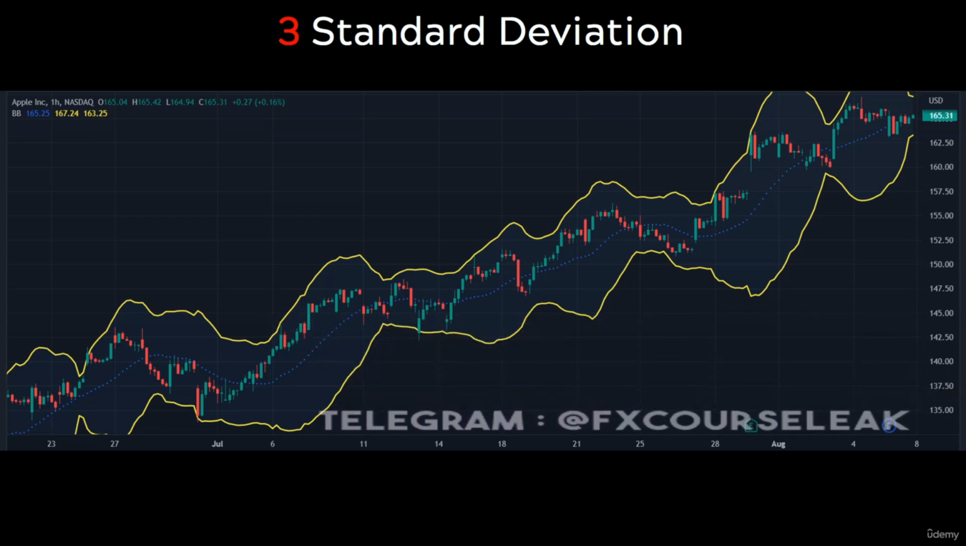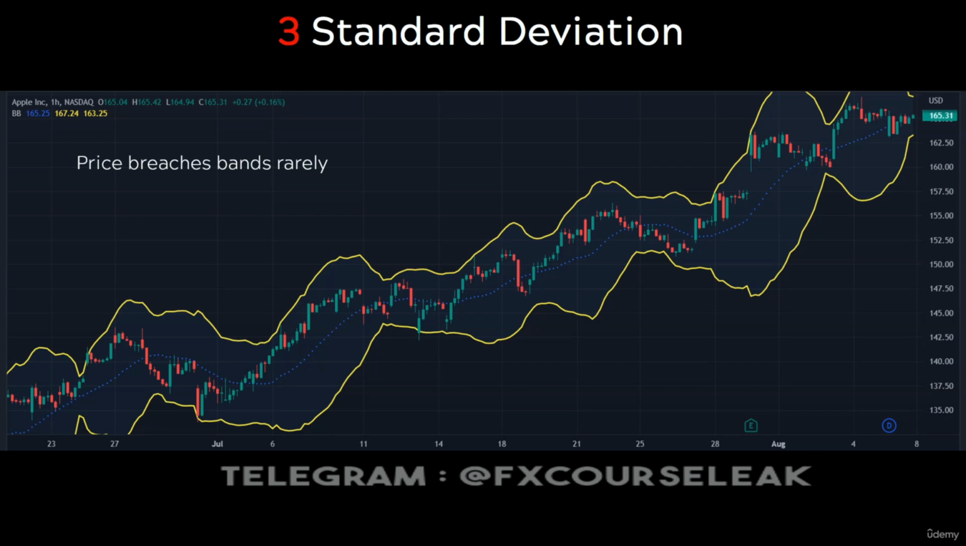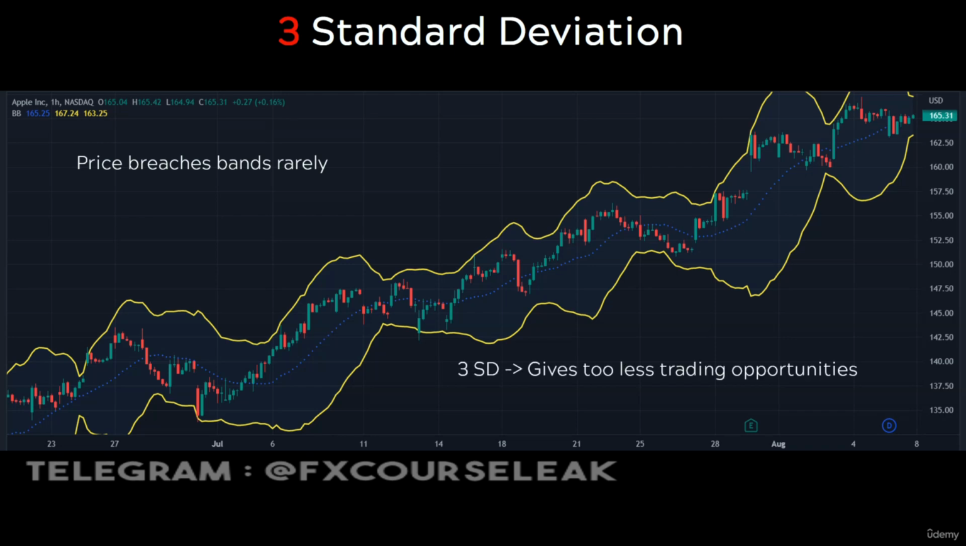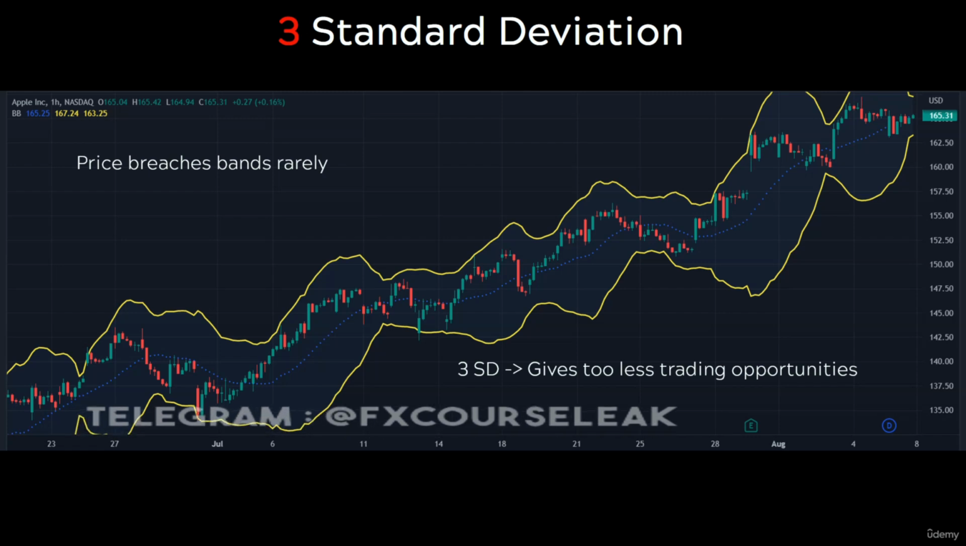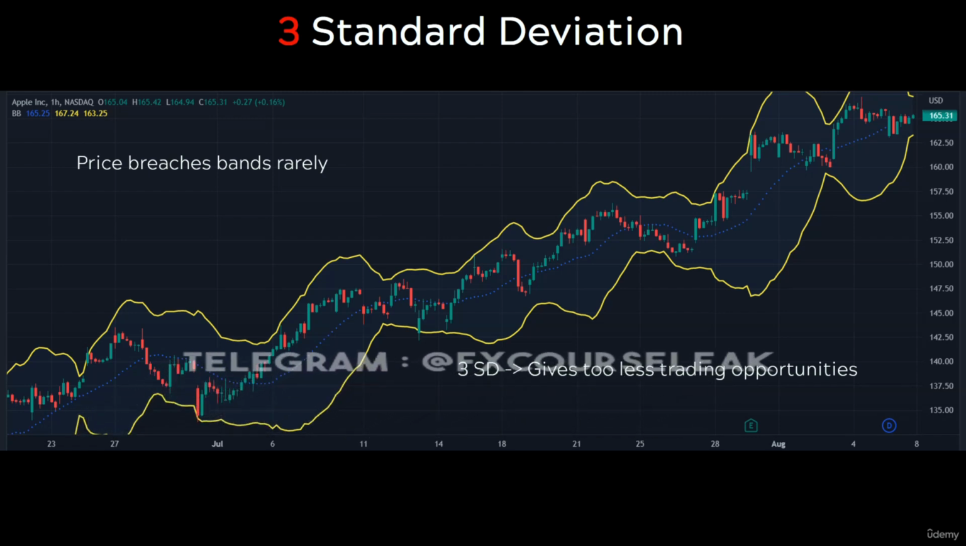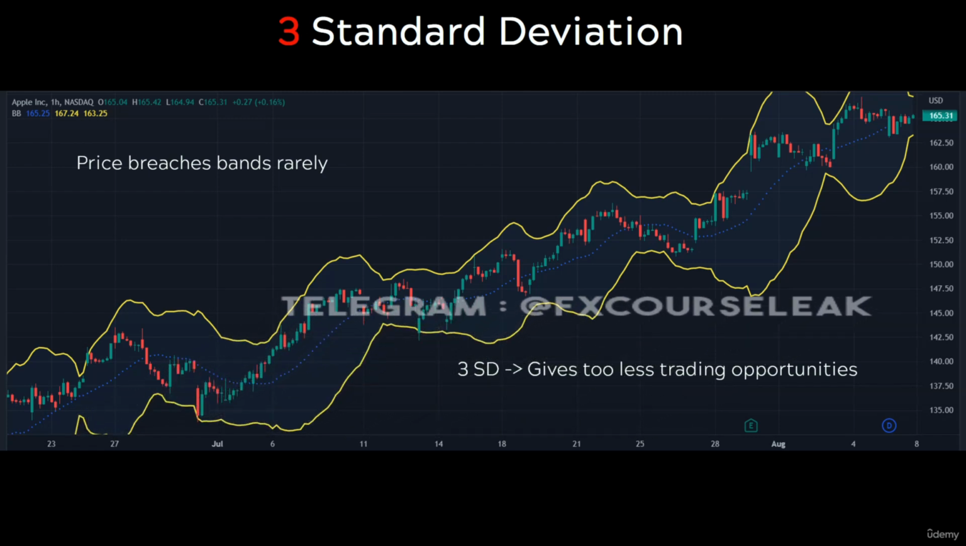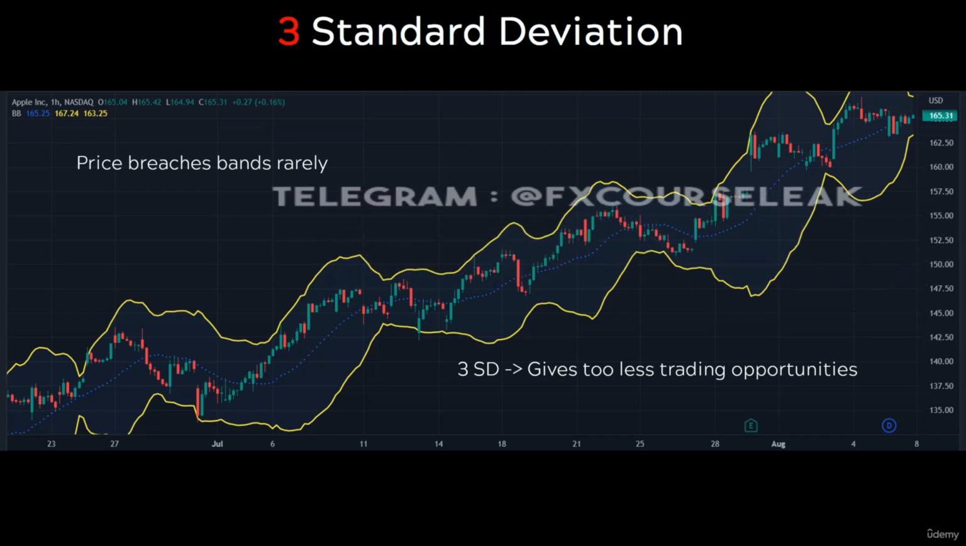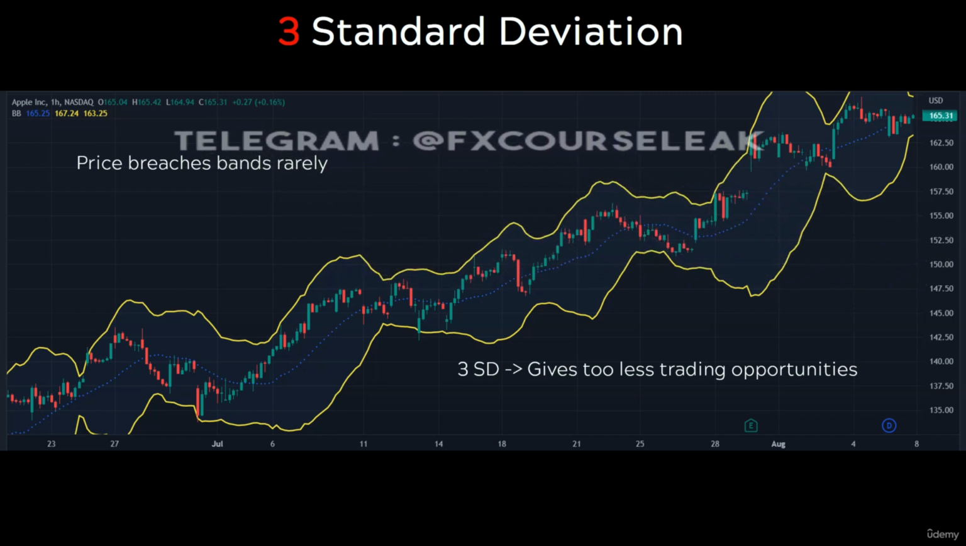And lastly, we have the same chart but with 3 standard deviation Bollinger Bands. As you can see here, the price breaches the Bollinger Bands very rarely in this case. And this means you will get very few trading opportunities. The higher the value of standard deviation you use for your bands, the more price the band will capture.